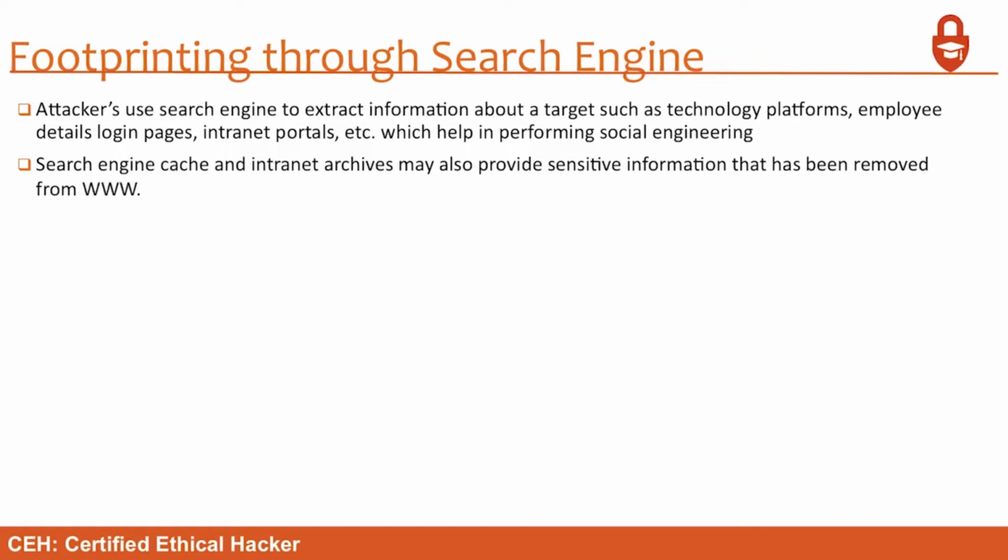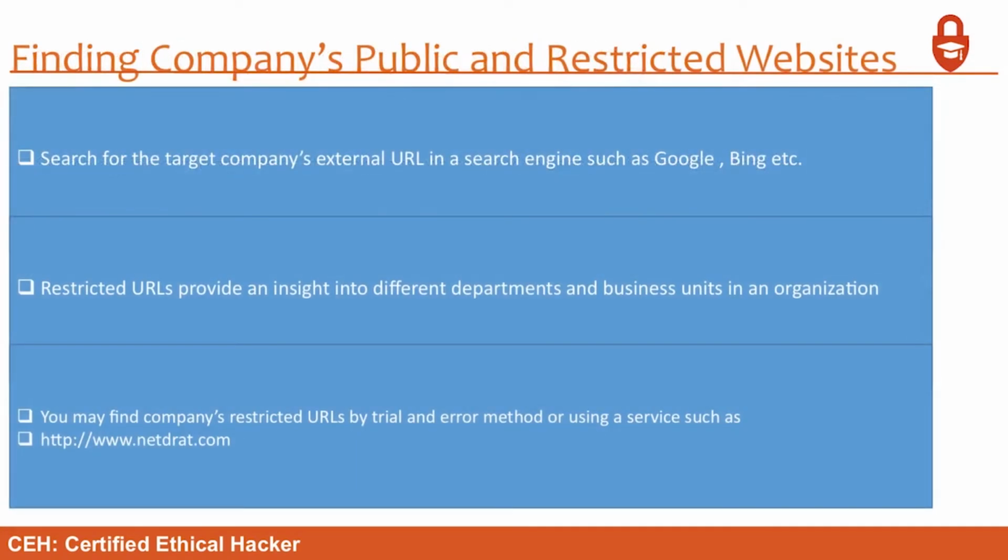So search engine caches and internet archives. We just talked about this a little bit. They may also provide sensitive information that has been removed from the web. So not only has it been removed, maybe, but you can also find stuff that's been left around. You can use the search engine caches, what's left over in the search engines from previously, and then archive.org. And there's several of them, not just one. Archive.org is a specific one, but there's several different ones that you can use.